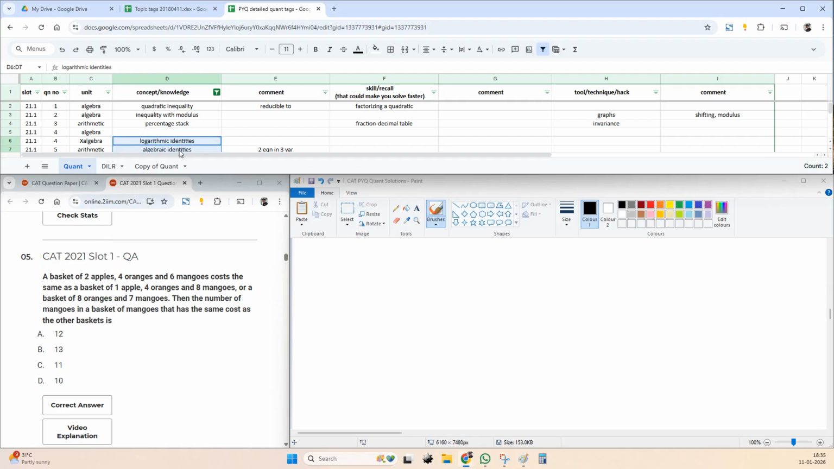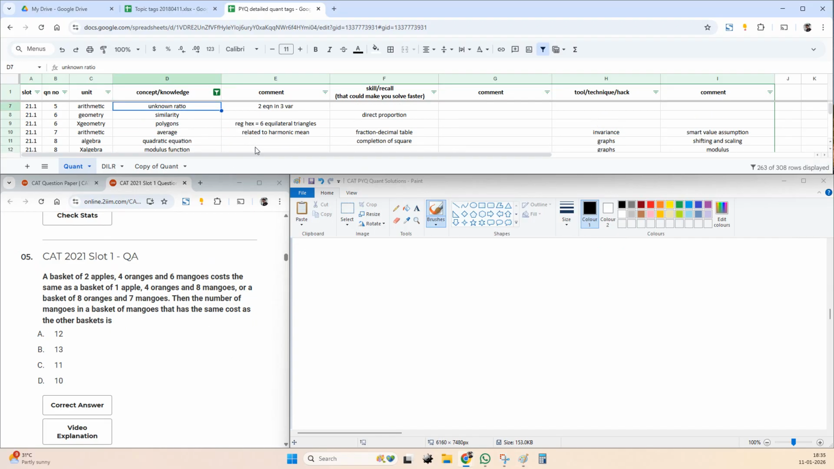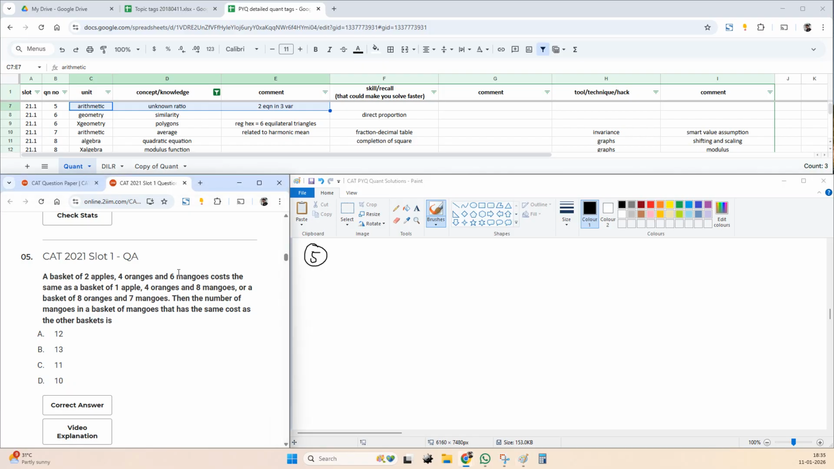Oh my god, what have I written here? Unknown ratio, 2 equations, 3 variables. A very important concept to know. I'm wondering if I should explain it upfront. I don't need to. To solve this question, you don't need to know this. Okay, let's talk about this.